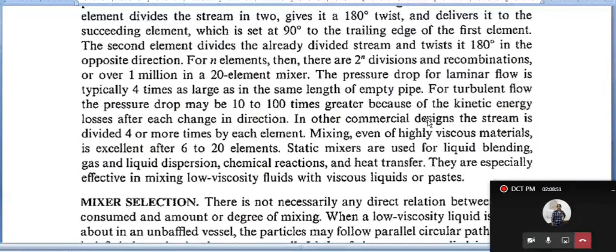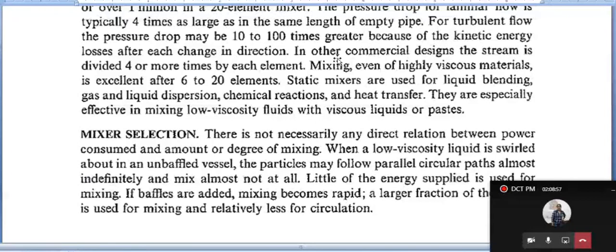Then, mixing even of highly viscous materials is excellent after 6 to 20 elements. But what will happen? Pressure drop will increase. When the pressure drop is increasing, you are pumping, but the material is not coming from the other side. So you have to pump with a greater velocity, greater energy. So the thickness of the pipeline should hold this kind of thing. All those things will come into the picture.